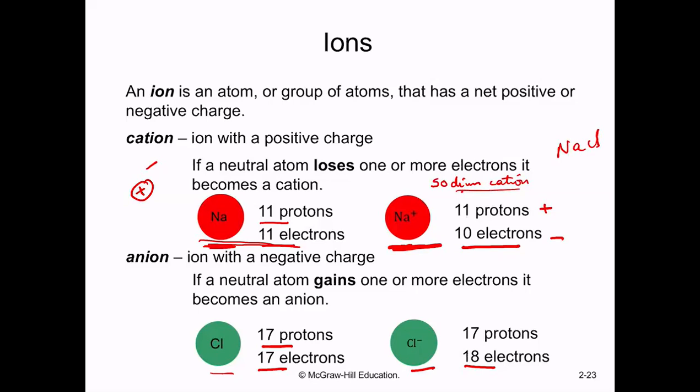Okay, let's take a look at the other example at the bottom here, which is the chlorine. A neutral atom of chlorine has 17 protons and 17 electrons. The ion that forms from the chlorine atom is now called chloride. It's not called chlorine anymore. I changed the suffix right here from chlorine to chloride, right?